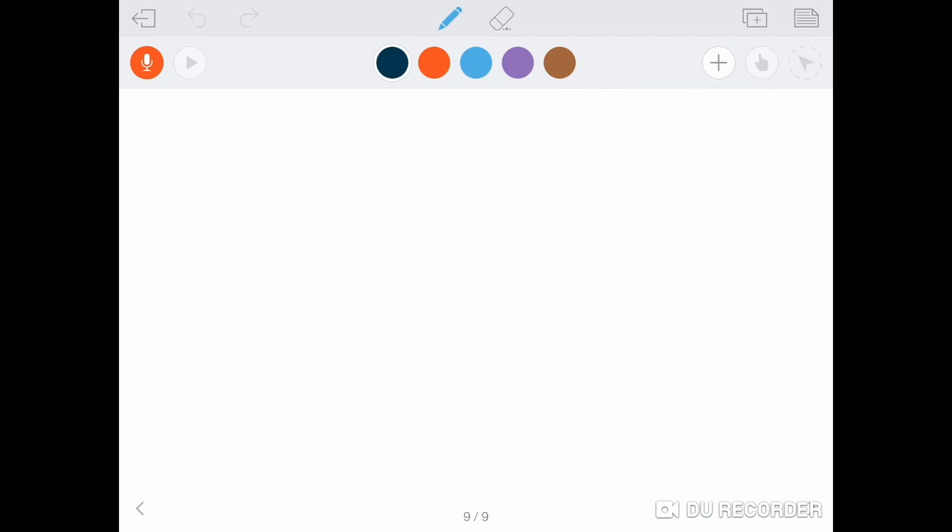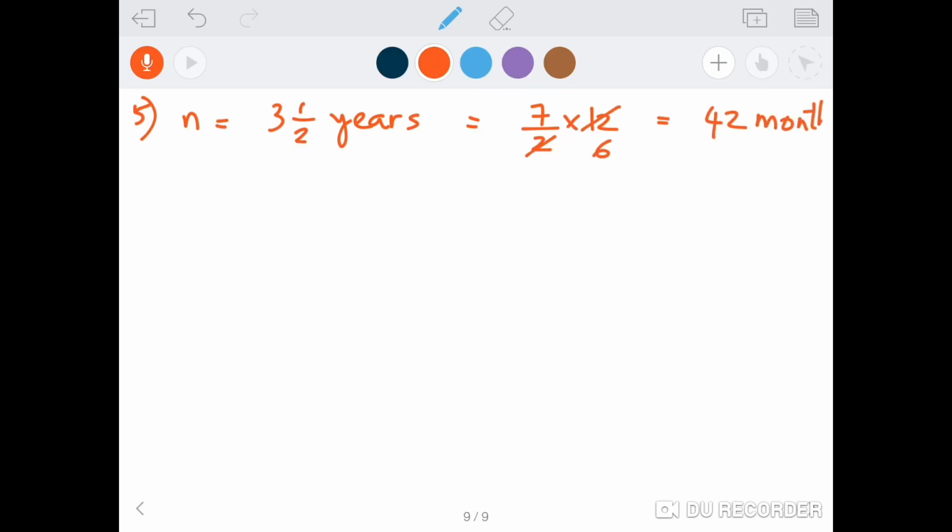Alright, let's start with the next problem. Our next problem is the fifth problem, which is also very simple. He's told us that n is 3.5 years here. So the first thing I need to do is convert this to months. So 3 1 by 2 is 7 by 2 times 12 will give me my value in months, which is 42 months.